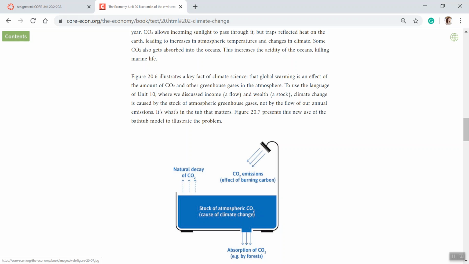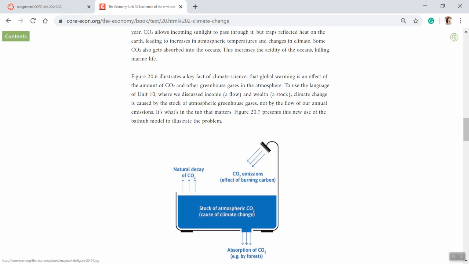What's in our tub is the amount of CO2 in the atmosphere. We have this natural decay that I talked about, being absorbed by trees, right? They breathe in CO2, they breathe out oxygen. So when trees breathe in CO2, they're filtering CO2 out of the atmosphere, and then they're storing it in their wood, right? It's storing it in its tree. It's using that to build more tree. So that's why when you burn wood, you're actually releasing that CO2 back into the atmosphere again.